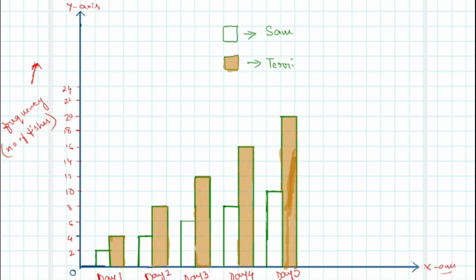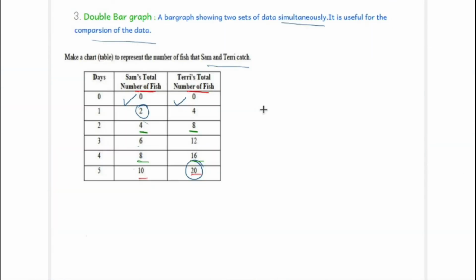Okay, so on the x-axis what are we representing? Number of days. So we are representing number of days on the x-axis, and on the y-axis we have represented frequency, or number of fishes caught by Sam and Terry. Now the simple bar is representing Sam: how many fishes Sam caught is represented by this simple bar, and by the highlighted bar we are representing how many fishes are caught by Terry. Hope you have understood this double bar graph.